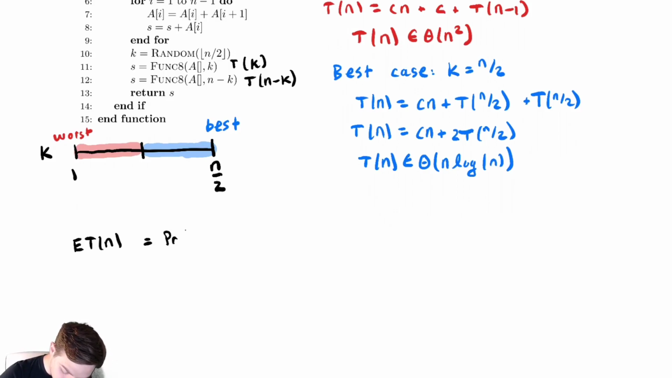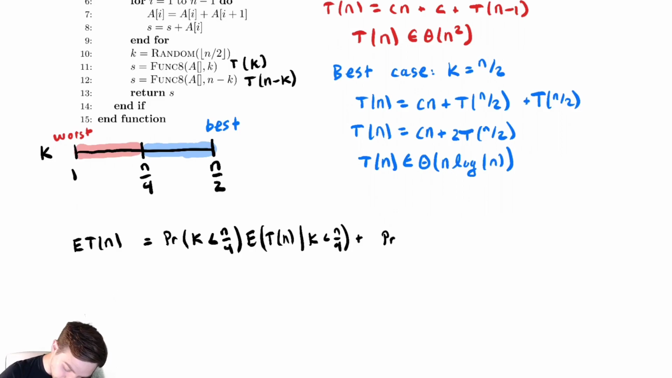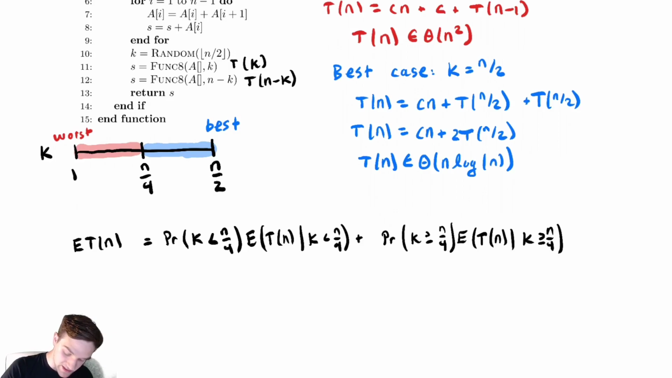And we're going to say, what is the probability that we are in that left region? K less than, let's call that n over 4 in the middle, times the expected time, given that k is less than n over 4, plus the probability that k is greater than or equal to n over 4, times the expected time as a function of n, given that k is greater than or equal to n over 4. And just to be consistent here, this region over here is going to be the blue part, and the other region is the other term.